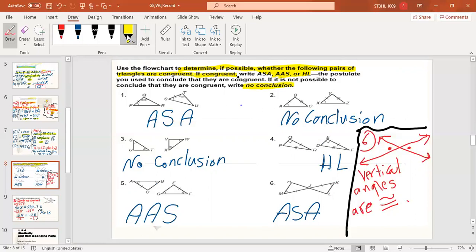Let's look at each pair of triangles. Look at these two triangles, triangle PQR and triangle STU. Let's figure out what is given. The given here is angle P, with one arc, congruent to angle S. Angle Q is congruent to angle T. And what do we have in the middle? We have the included side. So these two triangles are congruent by angle side angle, which is ASA.